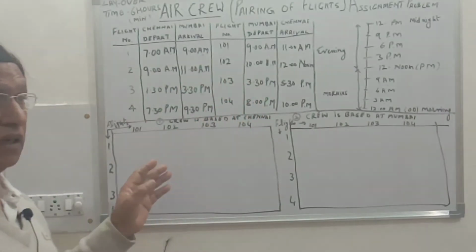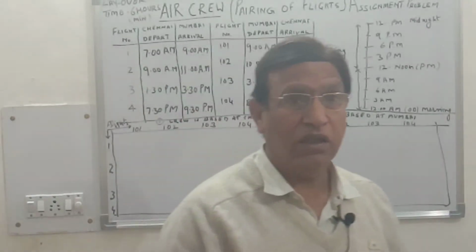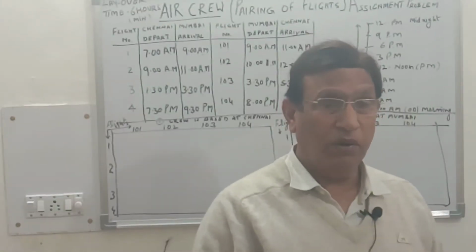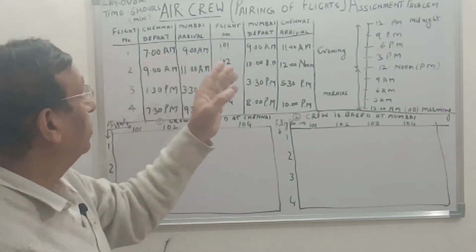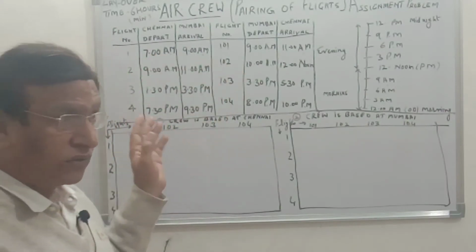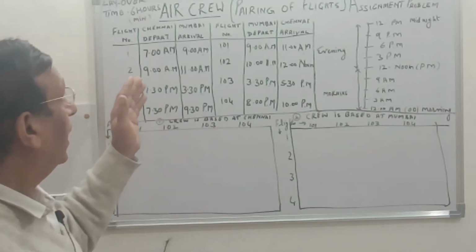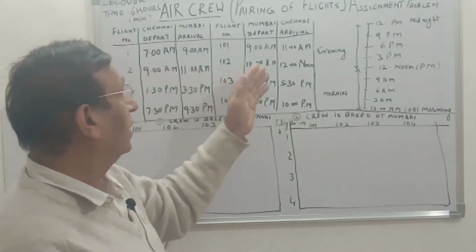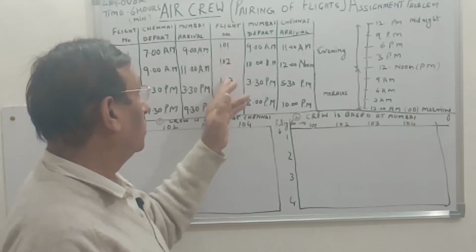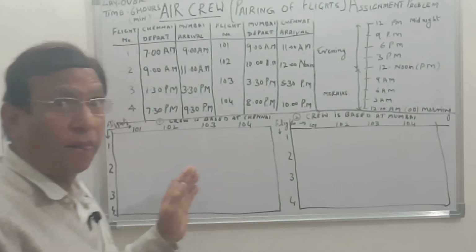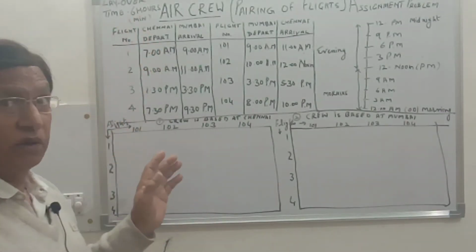So this is the pairing of flights, that by which flight the air crew should go and by which flight come back. The data is always between two cities, say Delhi to Goa, Bombay to Goa, or Chennai to Bombay. Flights are given. There are 4 flights, 1, 2, 3, 4, and when they return back, they are flight number 101, 102, 103, 104. So 6 hours is the minimum layover time, rest time.